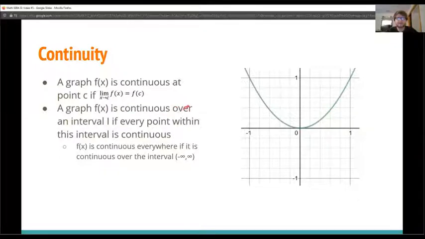A graph f of x is continuous over an interval if every point within the interval is continuous. So you check every single possible point, and if all of those are continuous, then the whole thing is continuous. But we know it's not possible to look at every individual point. So we have some functions that we know are always going to be continuous. And f of x is continuous everywhere if it's continuous over the interval negative infinity to infinity.